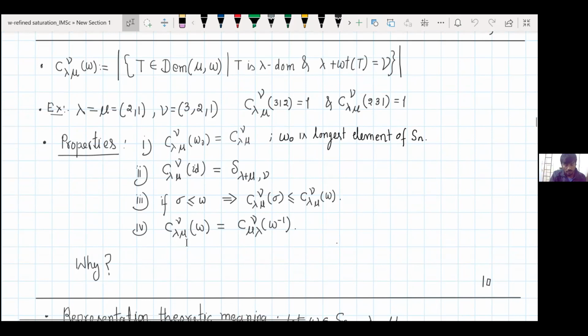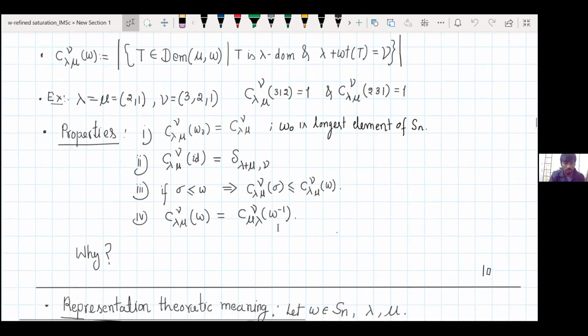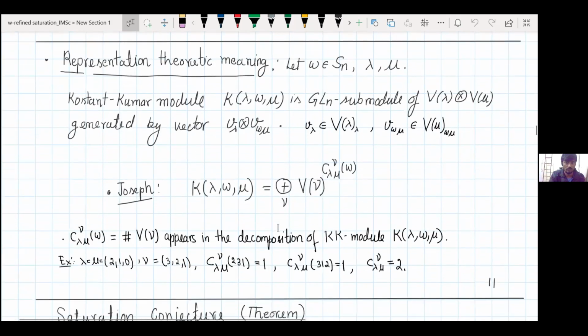And here is the fourth one. You know that in the Littlewood-Richardson coefficient, if I switch lambda and mu, the coefficient does not change. The same thing holds here, with a little twist. So c lambda mu nu of W is equal to c mu lambda nu, where you have to put W inverse.